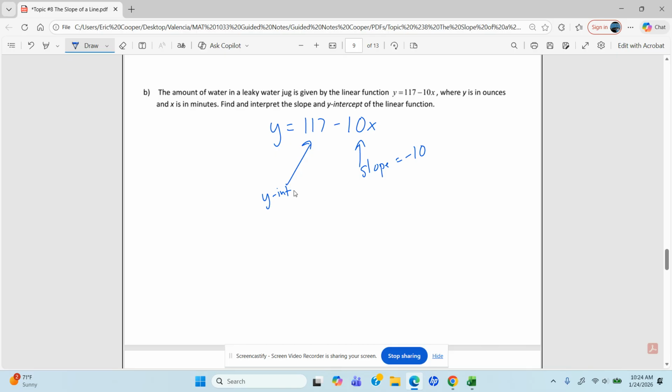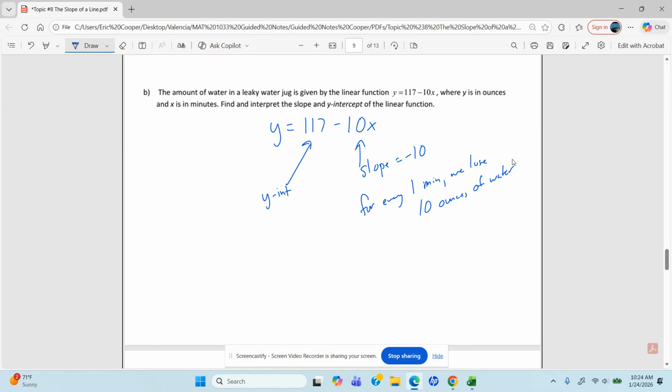So we know that it's a leaky water jug, and it's losing 10 ounces for every x. So for every minute. So the slope here is saying for every 1 minute, we lose 10 ounces of water.